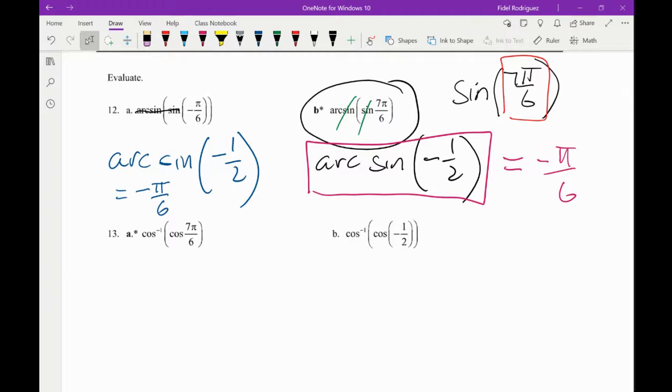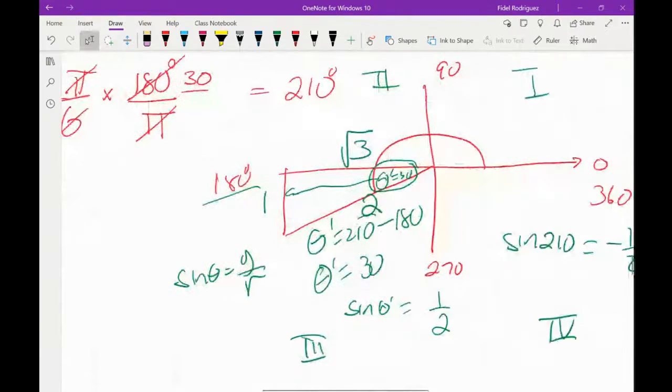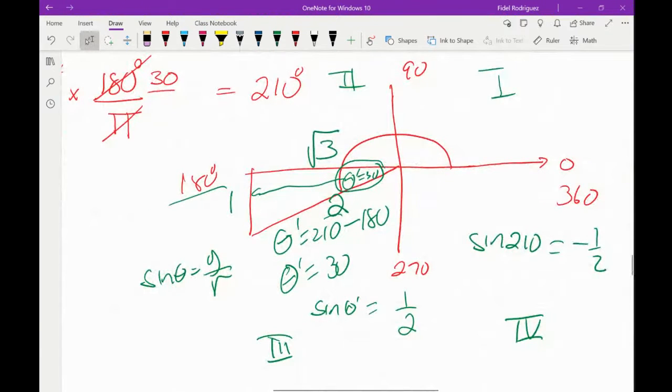We have the cosine inverse of cosine of 7 pi over 6. Okay, so let's see if we can figure this problem out and see what we come up with. So cosine of 7 pi over 6. Hold on, we just did 7 pi over 6. So I'm coming back to my picture because I already have it drawn here.